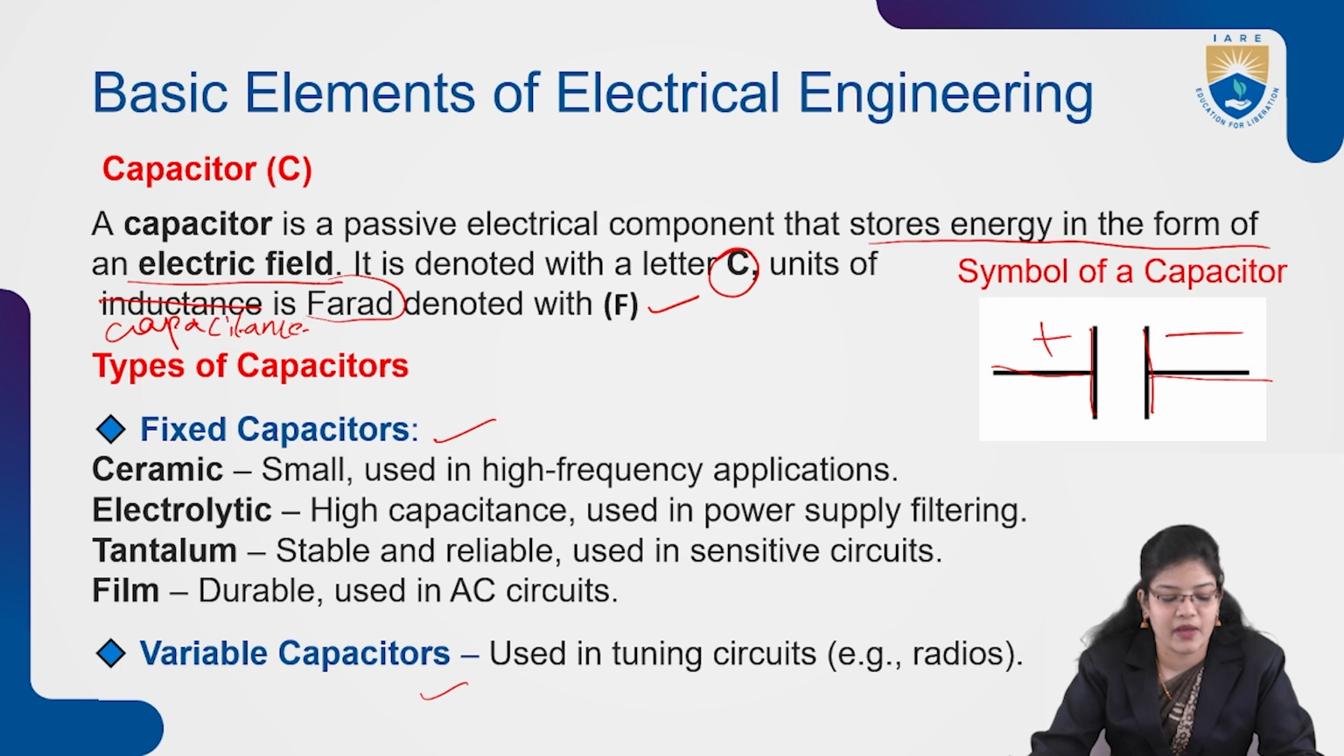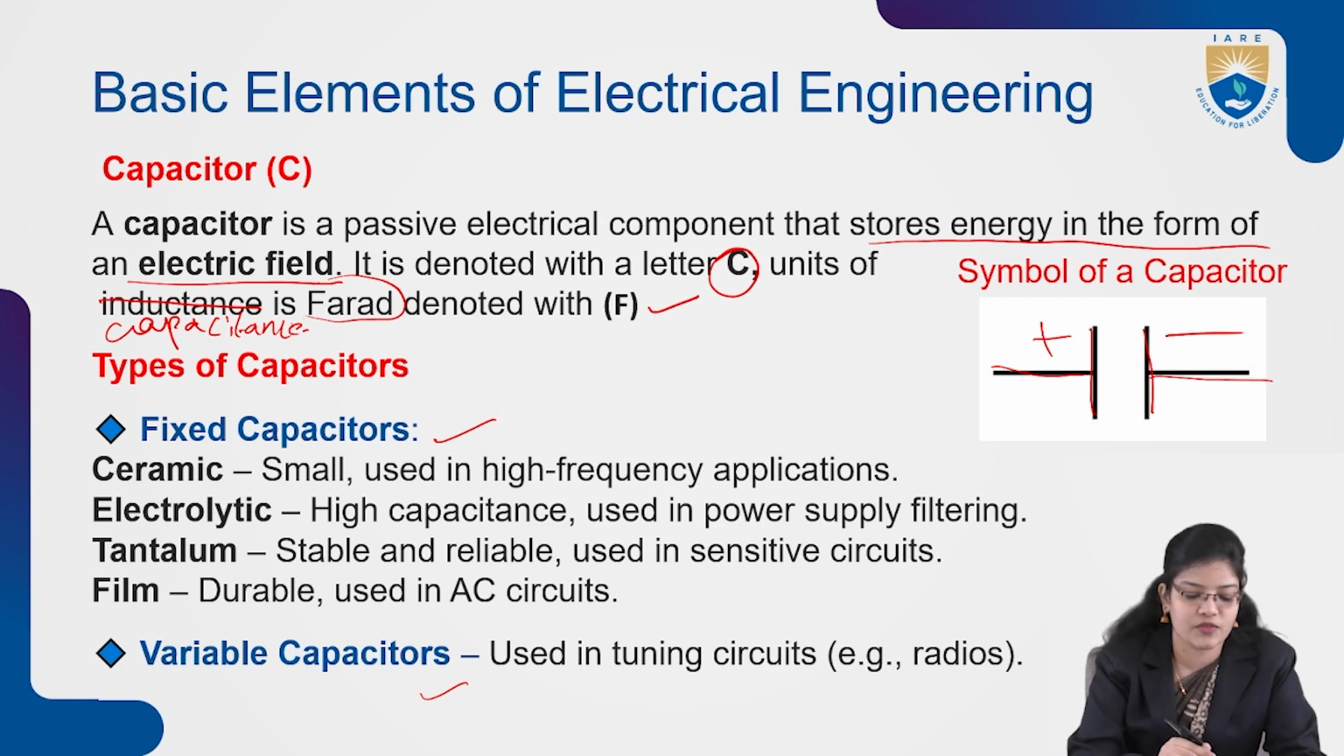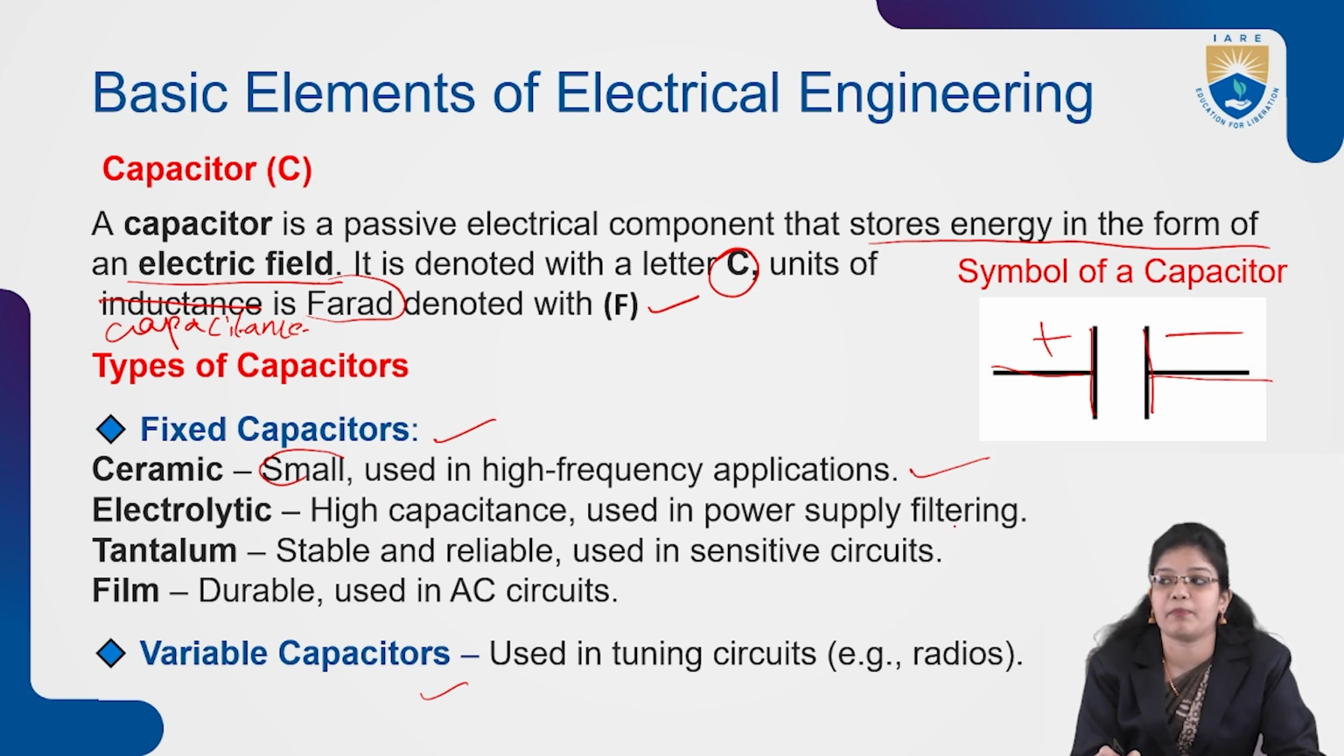Coming to the ceramic capacitors, they are of small size and used in high frequency applications. Electrolytic capacitors are of high capacitance, used in power supply filtering, and tantalum capacitors are stable and reliable, used in sensitive circuits. And coming to the film capacitors, they are durable and used in AC circuits. Coming to the variable capacitors, this type of capacitor is used in tuning circuits like radios.